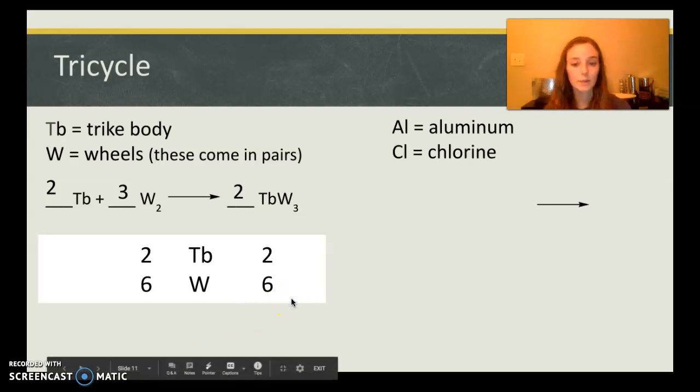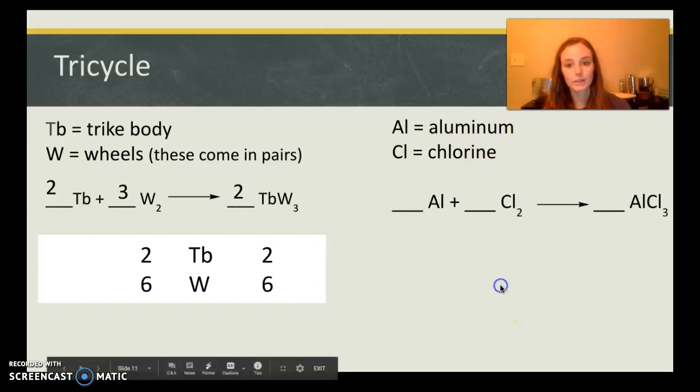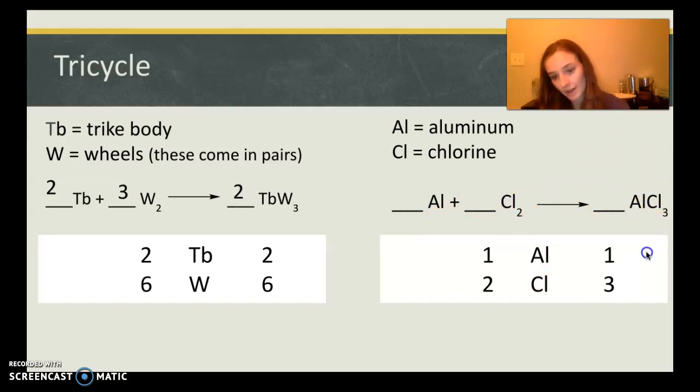We can do the same thing with a chemical reaction or chemical equation as well. Al is aluminum, Cl is chlorine. So aluminum plus Cl2 creates aluminum chloride, or it forms aluminum chloride. And again, I can never change these subscripts. So based on charges and stuff, I had to write AlCl3, and chlorine gas always comes in Cl2. So right now I have 1 aluminum on each side. I have 2 chlorines on this side, 3 chlorines on that side.